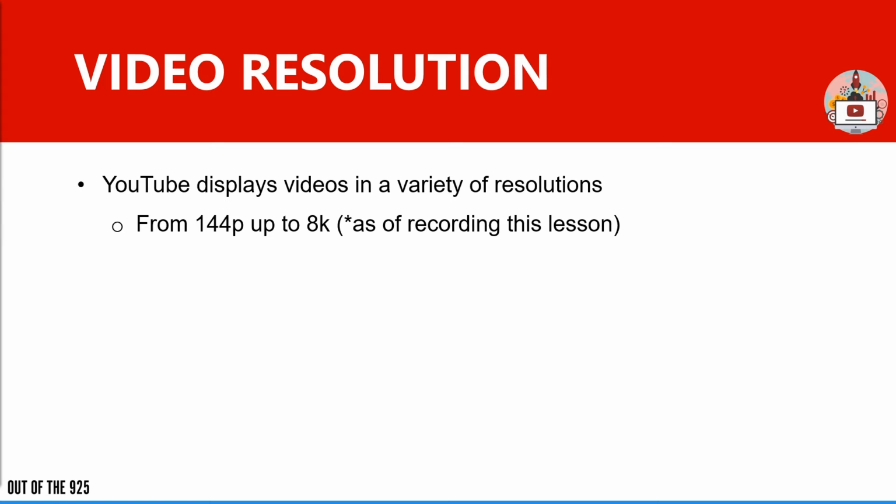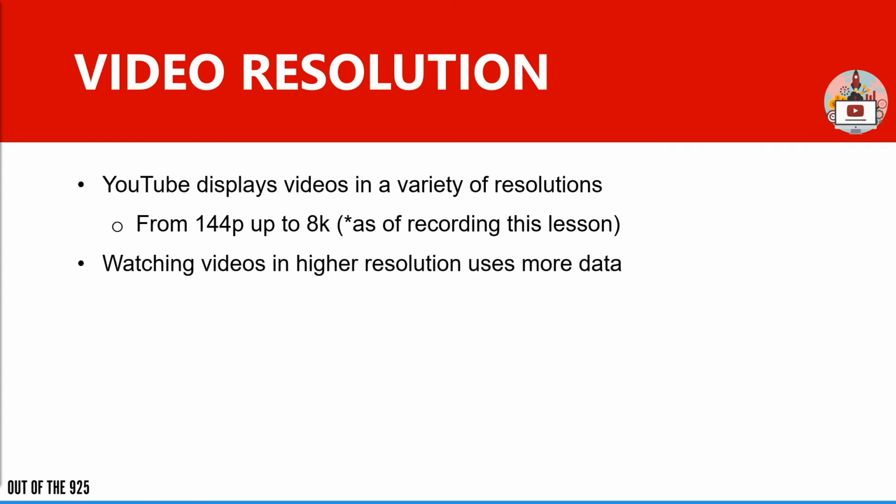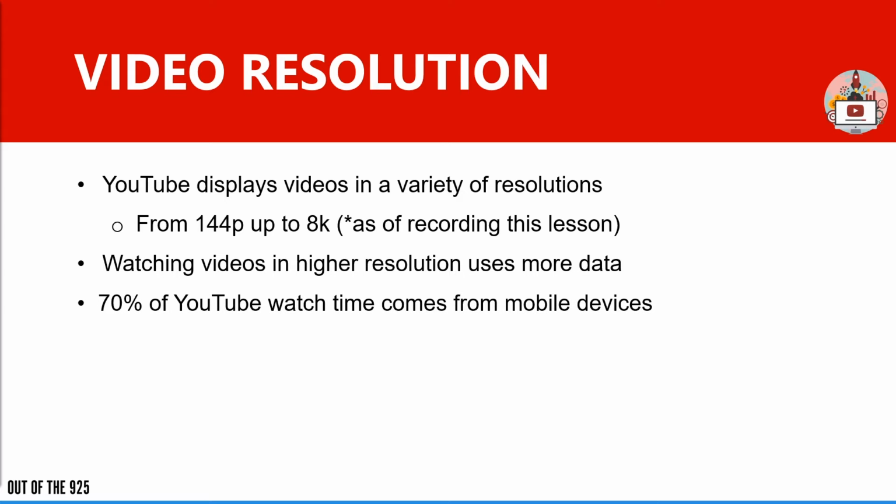Watching videos in higher resolution uses more data, and this is important for people on mobile devices, because in many countries mobile data is still quite expensive. And 70% of YouTube watch time comes from mobile devices, so that's why it's important to have an option to watch videos in different resolutions, and why YouTube does this.